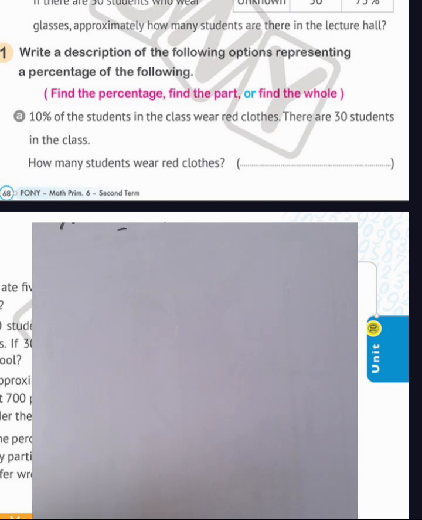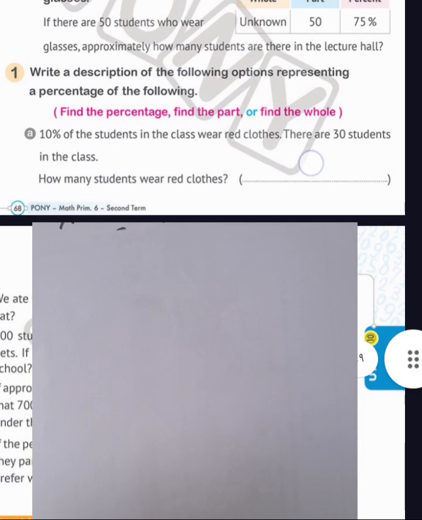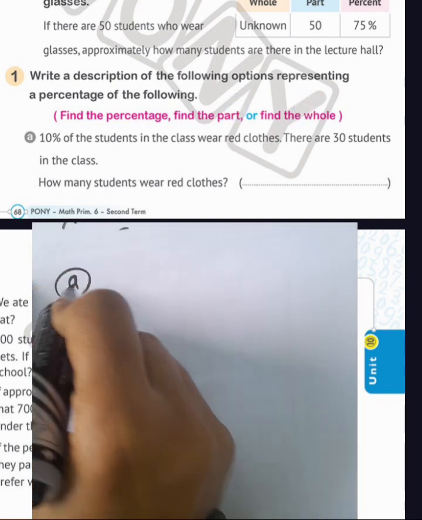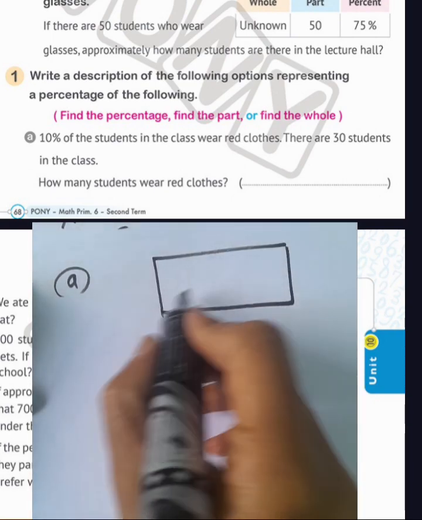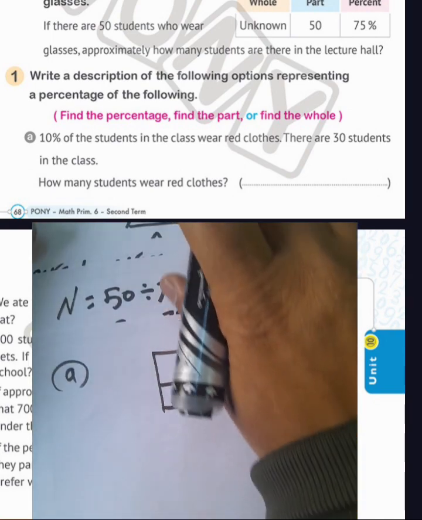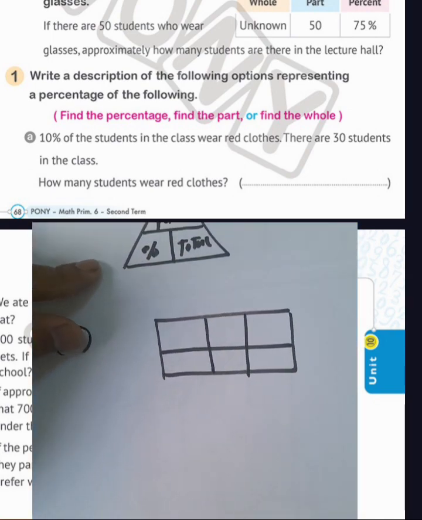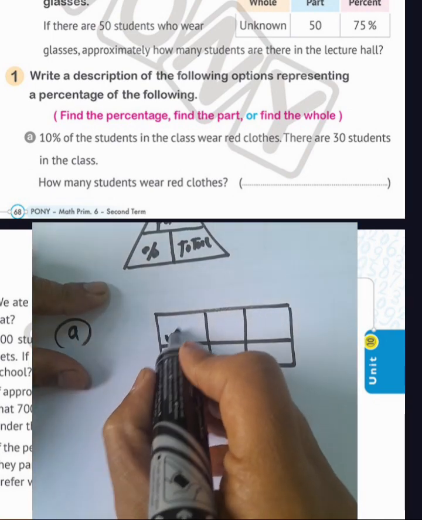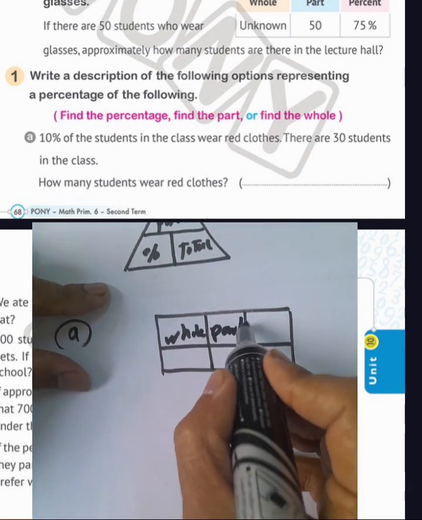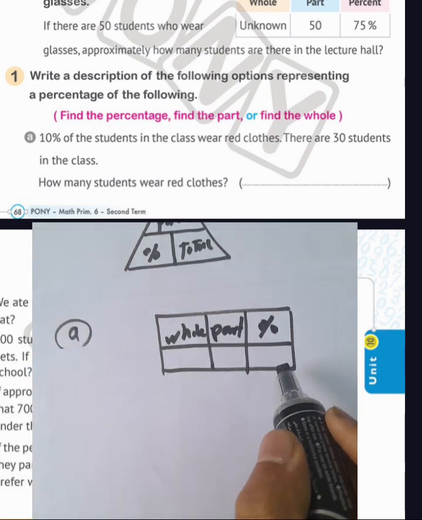Question number 1: write a description of what the following options represent: find the percentage, find the part, or find the whole. Question letter A. We will draw a table here and divide it into 3 parts. The first part refers to the whole, the second is the part, and here the percentage.